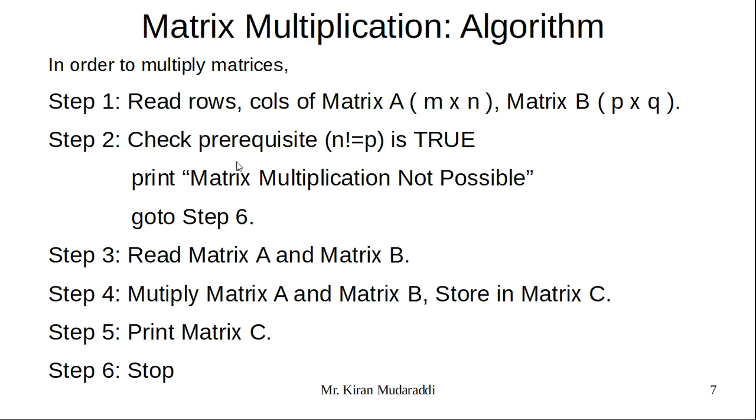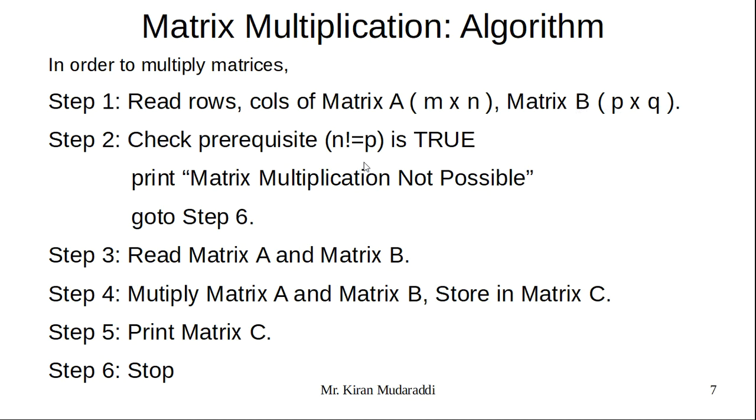In order to multiply two matrices, we need to follow these 6 steps. First, read rows and columns of matrix A and matrix B, exactly as we did in the demonstration. And we are checking it for the prerequisite. N is what? Number of columns.